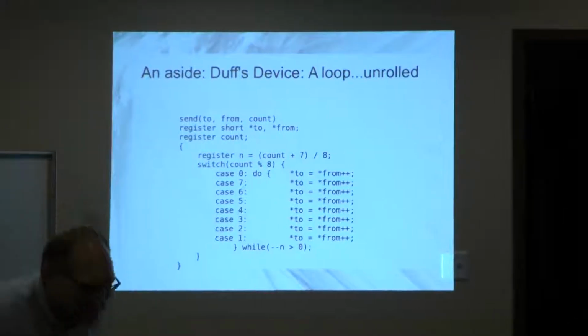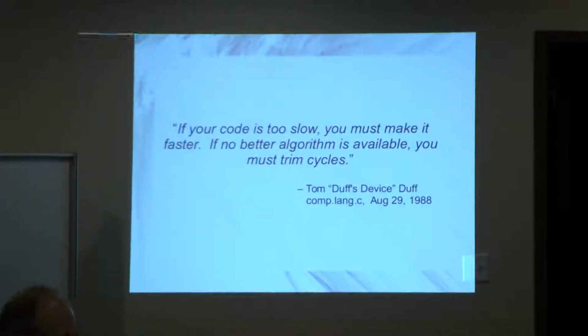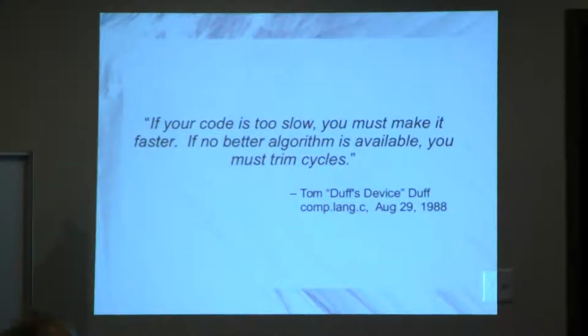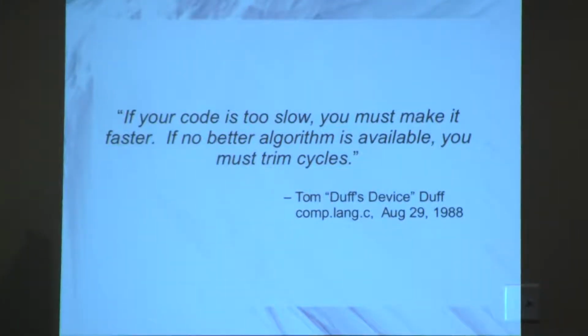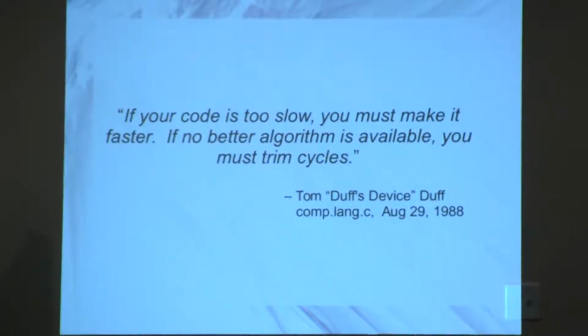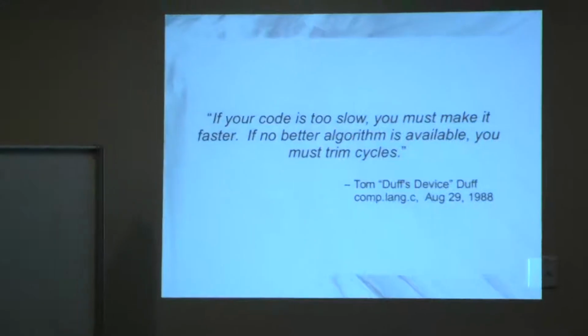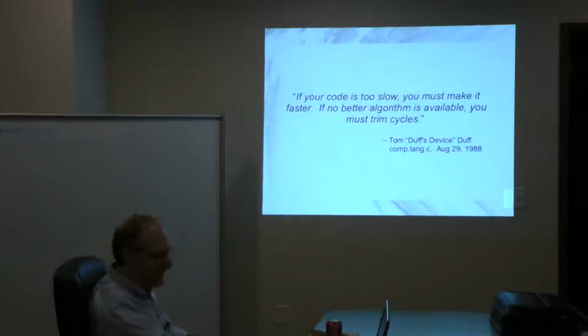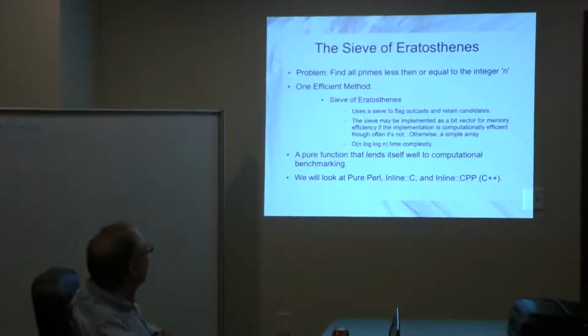Yeah, it's an optimization. And Tom Duff said, if your code is too slow, you must make it faster. If no better algorithm is available, you must trim cycles. And using XS and using Inline C, it's really about trimming cycles because you don't want to get into it unless you absolutely are already using the best possible algorithm in Perl, and even then it's still not fast enough. Then it's time to start messing around with XS because something that would take a coder 5 minutes in Perl is going to take them a day or 2 in XS to get it right. At least in my case.